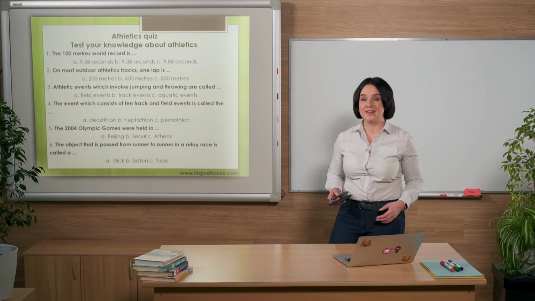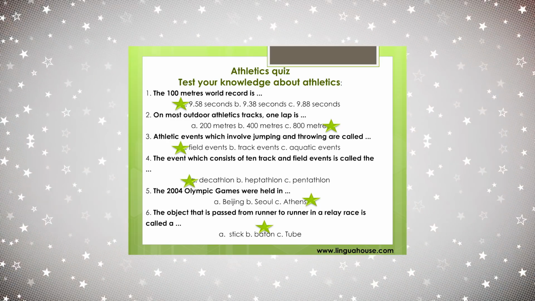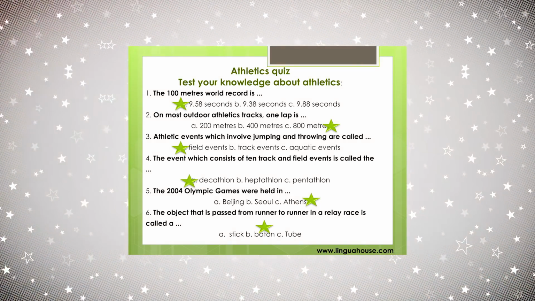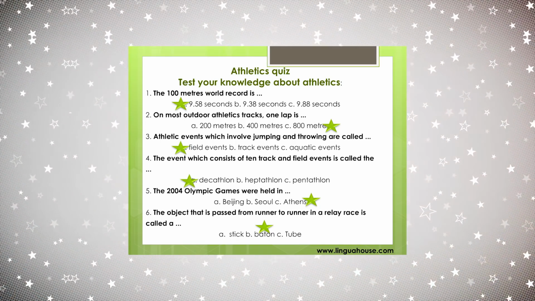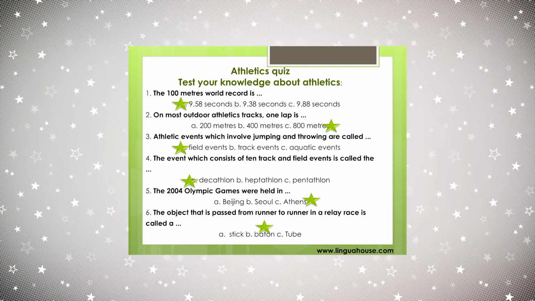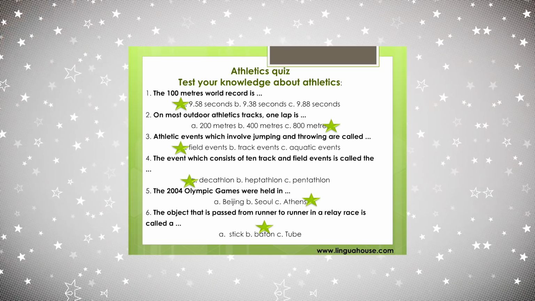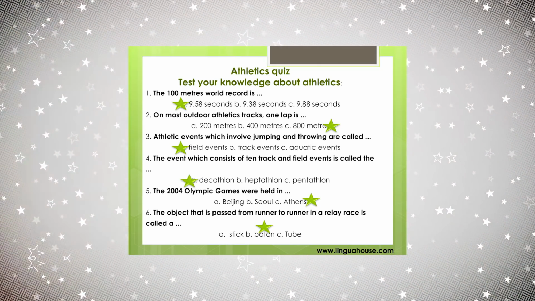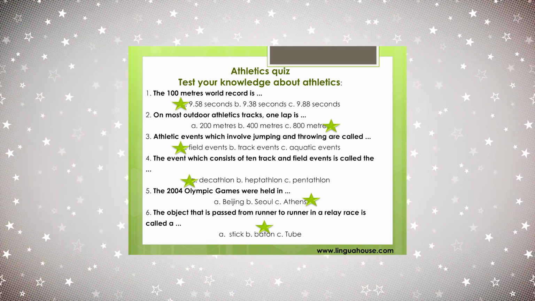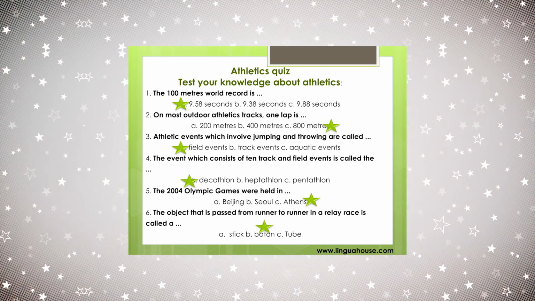So, the first one, the 100 meters world record is, right, 9.58 seconds. On most indoor athletic tracks, one lap is, right, 800 meters. Athletic events which involve jumping and throwing are called, right, field events. Then, the event which consists of 10 track and field events is called the, right, decathlon.